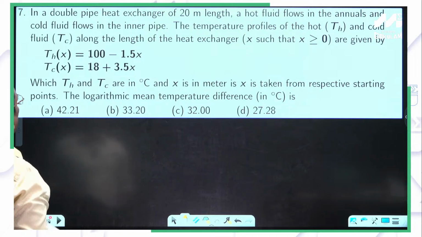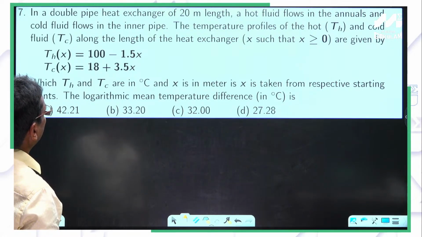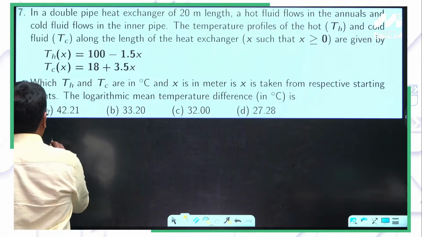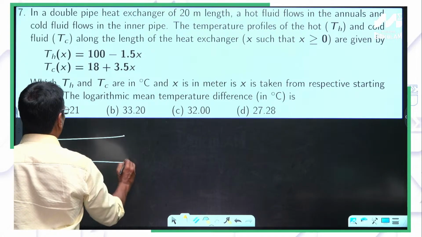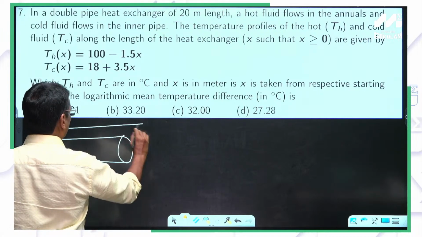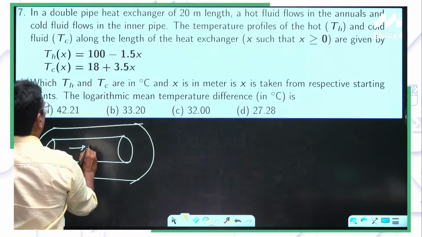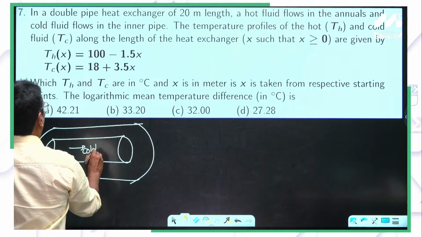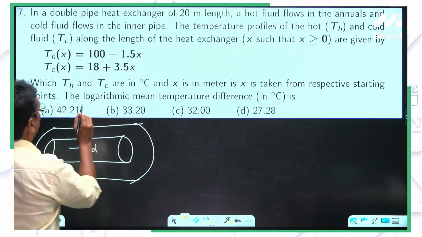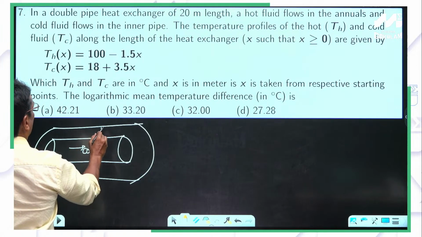Now, a double pipe heat exchanger of 20 meter length, a hot fluid flows in the annulus, and a cold fluid flows in the inner pipe. This is the pipe in pipe or double pipe, also called concentric tube. This is the cold fluid, and here it is the hot fluid.